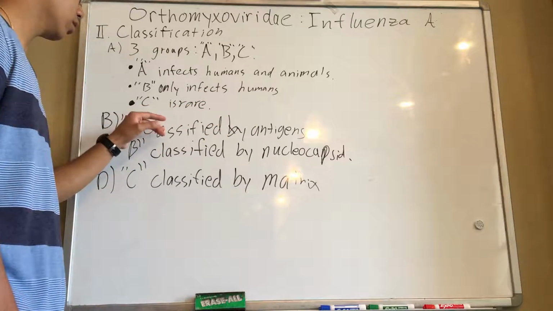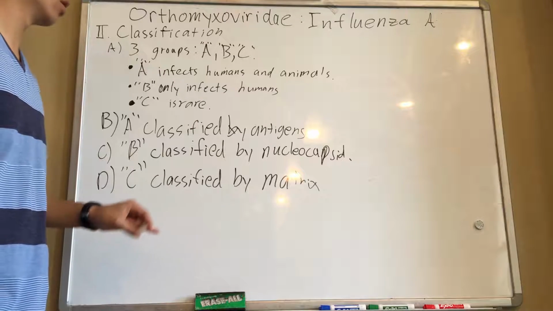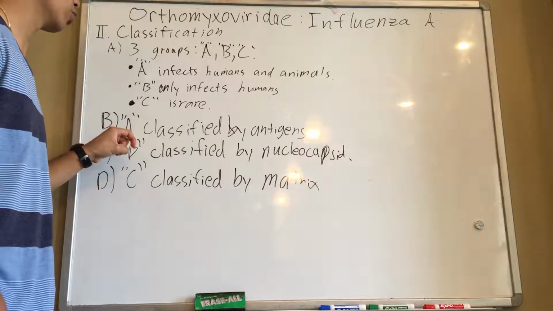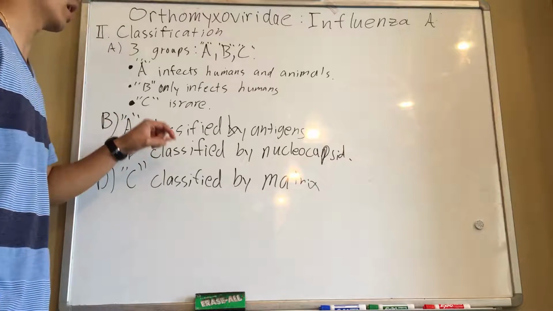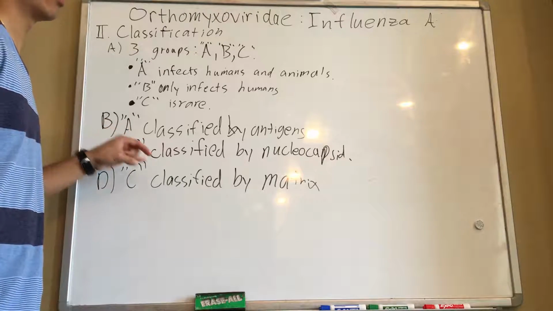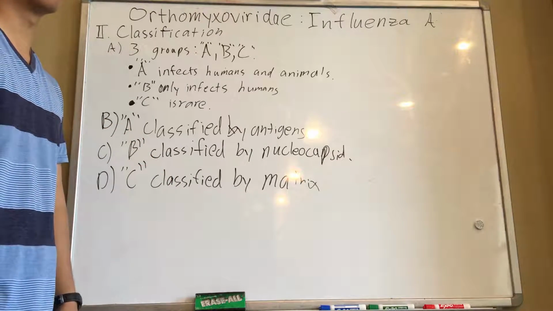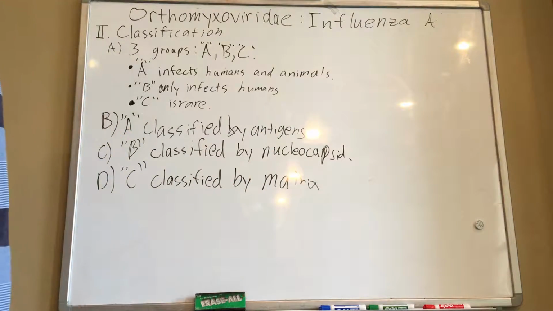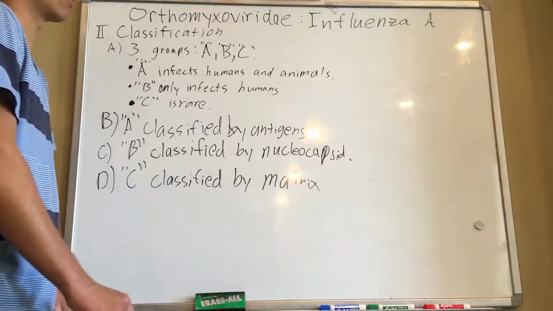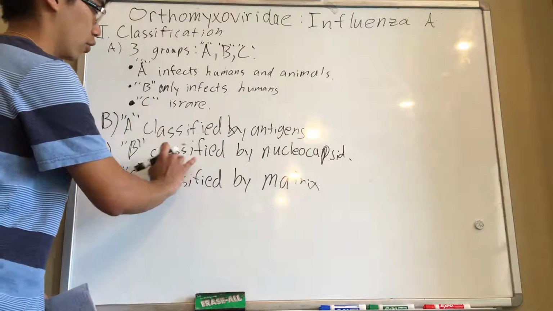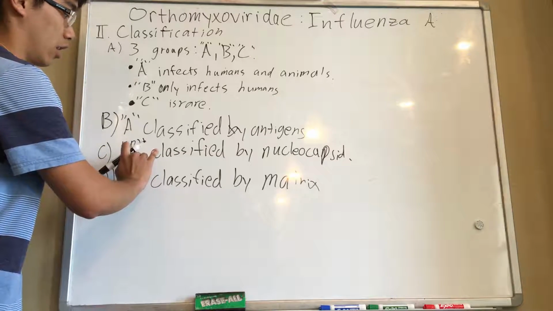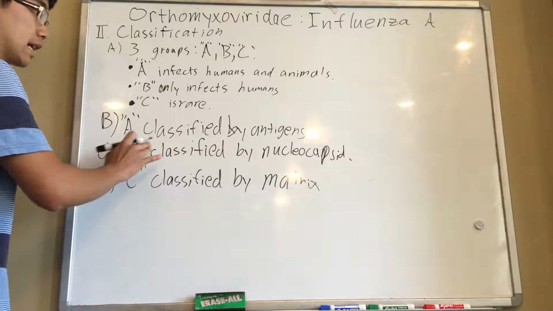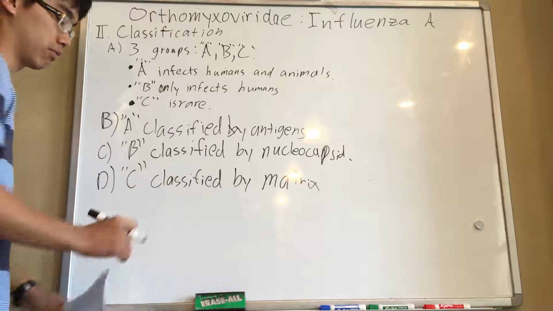You would never classify A by its nucleocapsid, whereas B, you would. If you were to talk about influenza B, you wouldn't refer to its group type by saying influenza B H2 and 2, right? You wouldn't do that. You would classify it by its nucleocapsid, influenza B and P. I don't know off the top of my head an example of influenza B, but again, it's classified by nucleocapsid. This one's classified by the matrix protein.